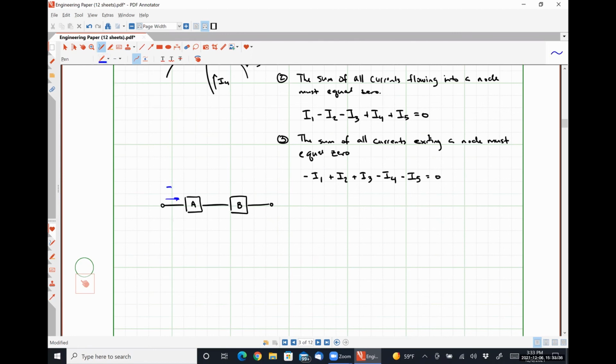So if a current IA is flowing into element A, it stands to reason that that same current IA is flowing out of element A. Let's say that we have a current IB flowing into element B, and therefore we have a current IB flowing out of element B. Okay, there's nowhere for any of the current to branch off, so all of it's flowing through the element. What can we say is the relationship between current IA and current IB? They have to be equal. IA must be equal to IB.